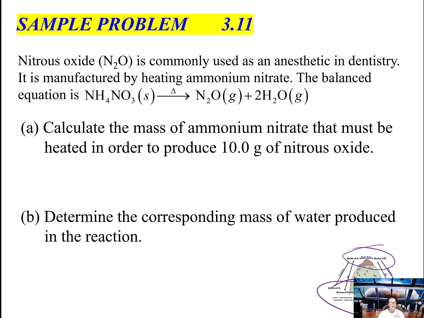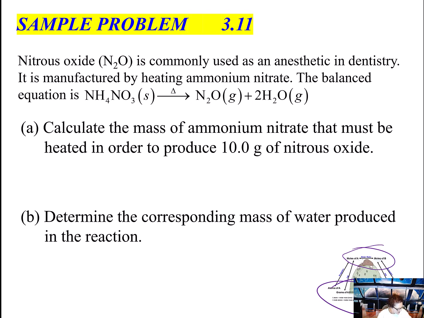It's made by heating ammonium nitrate, and then it produces the nitrous oxide plus water. And so this is the balanced chemical equation for you. When you see an equation, always check. Usually if it's got numbers, if it's got coefficients, it's probably balanced. But if you don't see any, always check. It's always a good idea to check and make sure that it's balanced.